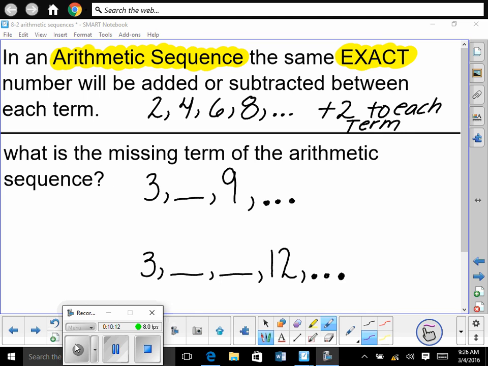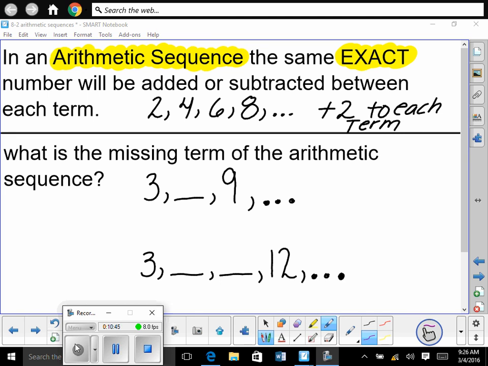Okay, so now we know that an arithmetic sequence is the same exact number added or subtracted between each term, right? Every time it's going to be the same. We're either going to add 2, add 2, add 2, or subtract 2, subtract 2, subtract 2. It's always going to be the same between each term. So, for example, we have 2, 4, 6, 8. So we would always do 4 minus 2, 6 minus 4, 8 minus 6, that's 2. So we were adding 2 to each term.